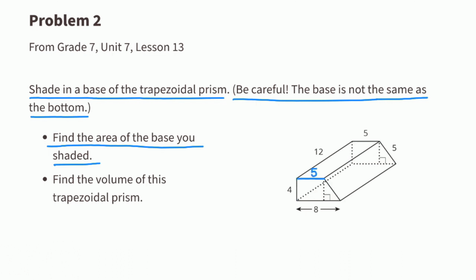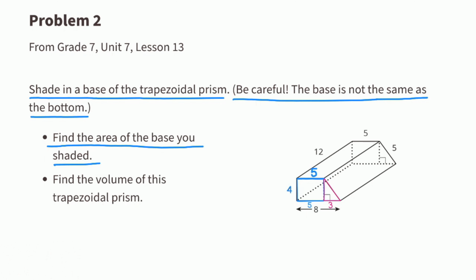Because of the shape of the base, I'll make a rectangle and a triangle. The dimensions of the rectangle are 4 by 5. To find the dimensions of this triangle, I could subtract 5 from 8. 8 minus 5 is 3. So the base of the triangle is 3, and its height is 4.